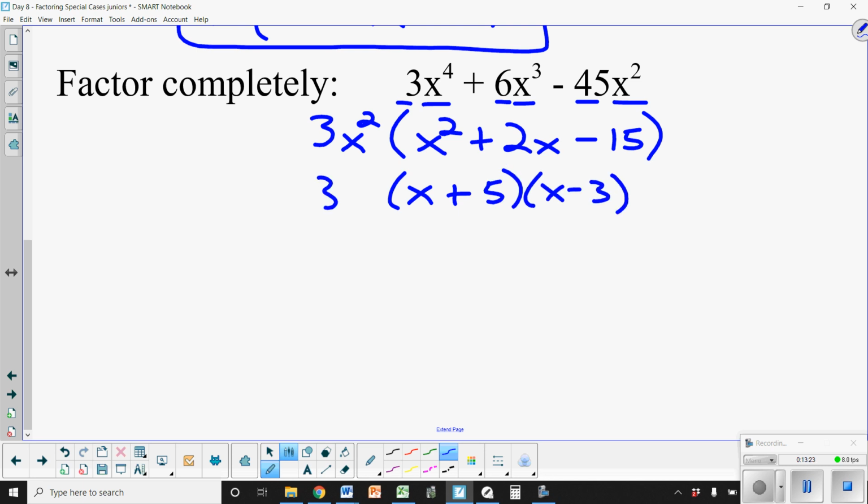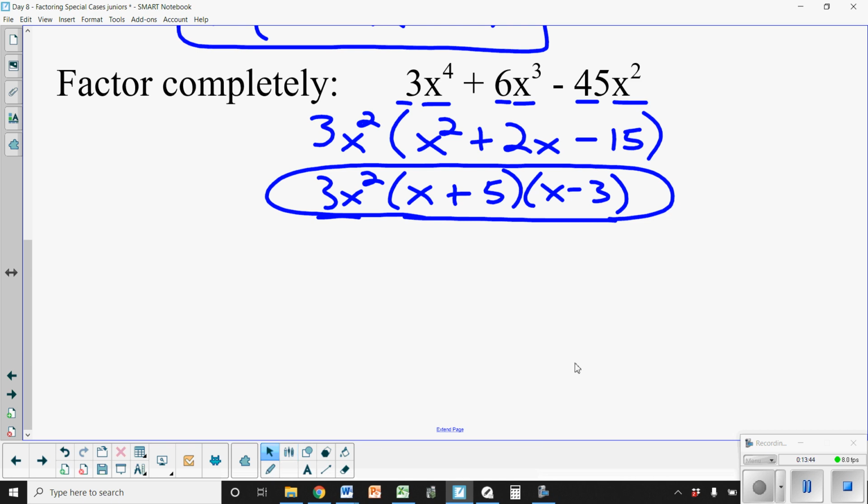And then we have this 3x squared up front. Now, can we do any more factoring? Can we factor the 3x squared? And we're like, no, we can't. I mean, it's already factored out. And this other part has already been factored. So really, this is our final solution. This has already been factored completely.